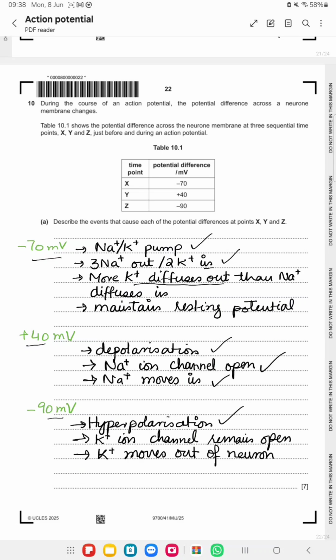That is when your potential difference goes below minus 70, and it is because of potassium ion channels which remain open for a little longer, so potassium moves out of the neuron and it brings the potential difference down to minus 90 millivolt.